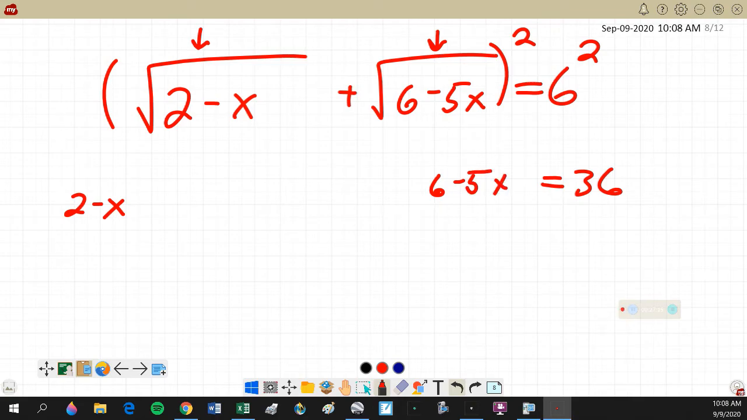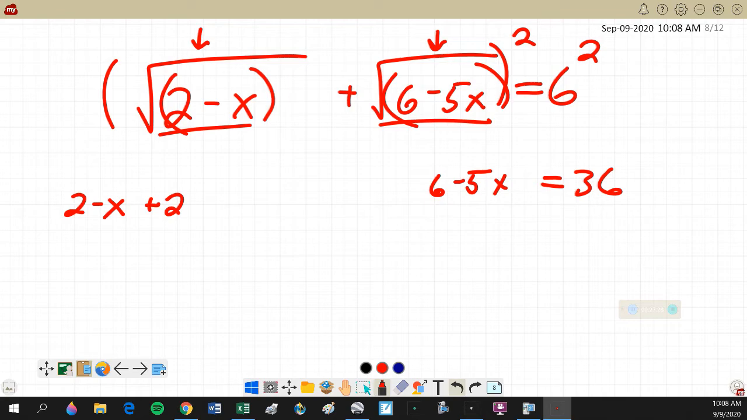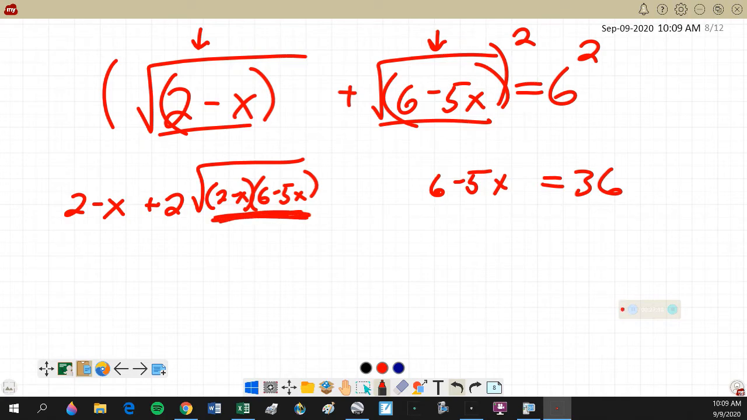What's going to happen in the middle? I'm going to get 2 copies of the square root of this times that. So it would be 2 square root of (2 minus x)(6 minus 5x). And that's going to turn into a quadratic. And that will work. But nobody does it that way because it takes more time. It's harder.